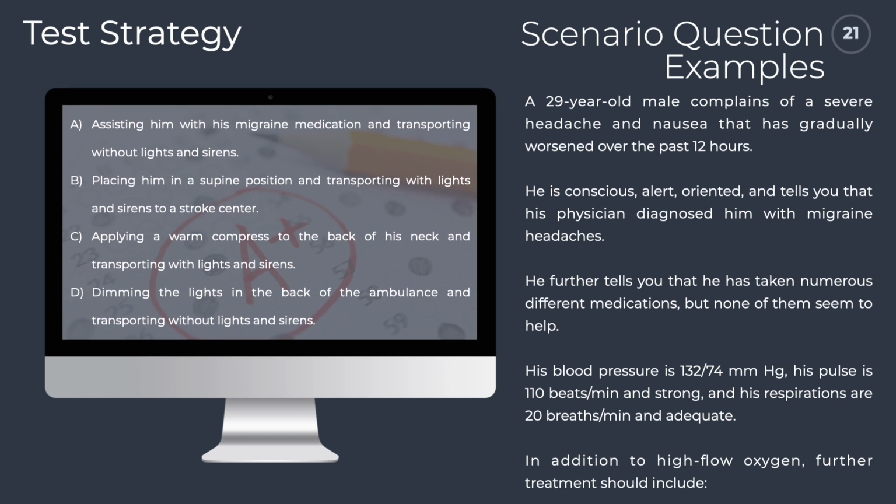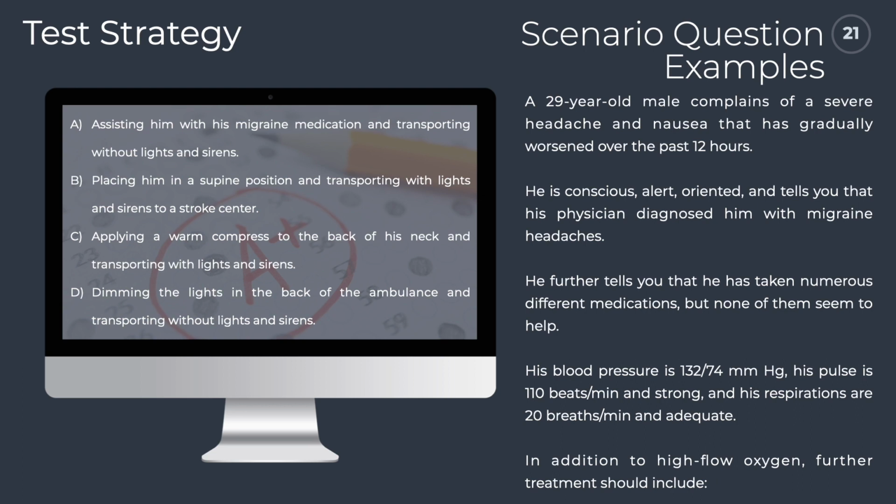For our next question, we have a 29-year-old male complaining of a severe headache and nausea that has gradually worsened over the past 12 hours. He is conscious, alert, oriented, and tells you that his physician diagnosed him with migraine headaches. He further tells you that he has taken numerous different medications, but none of them seem to help. His blood pressure is 132/74. His pulse is 110 and strong, and his respirations are 20 and adequate.